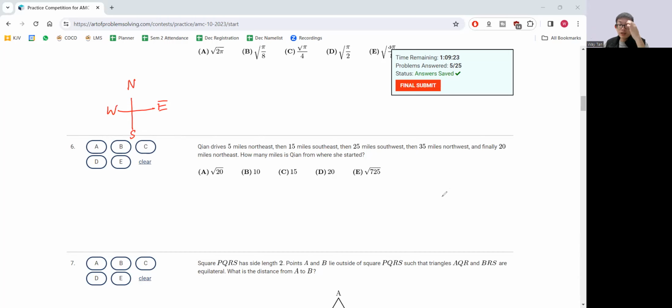So 5 miles northeast, then 15 miles southeast, then 25 miles southwest, and then 35 miles northwest, and then 20 miles northeast.